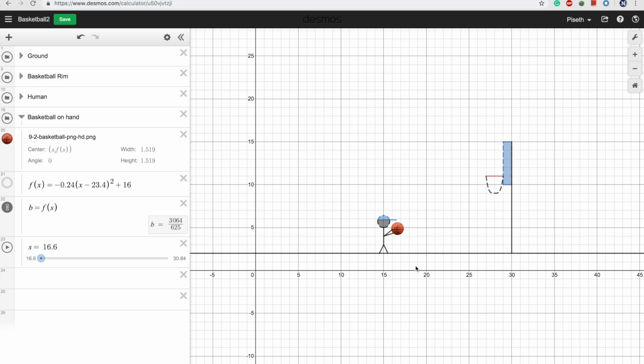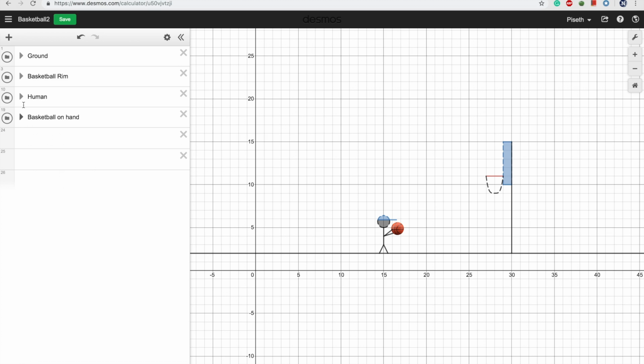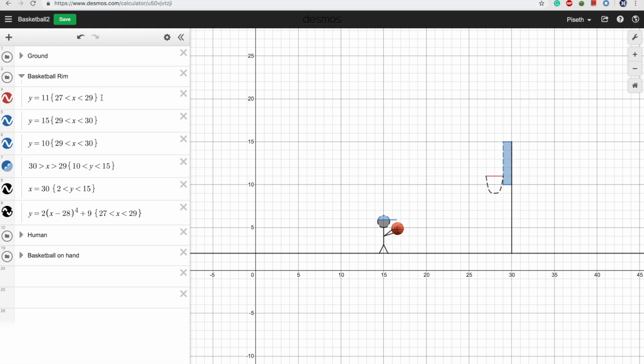So for the basketball scene, to create the backboard, I use a linear equation, y equals something, and set the domain, x is 27 to 29. And to create the shaded part on the backboard, I put x is greater than 29 but less than 30. By entering this, it will make the backboard shaded.